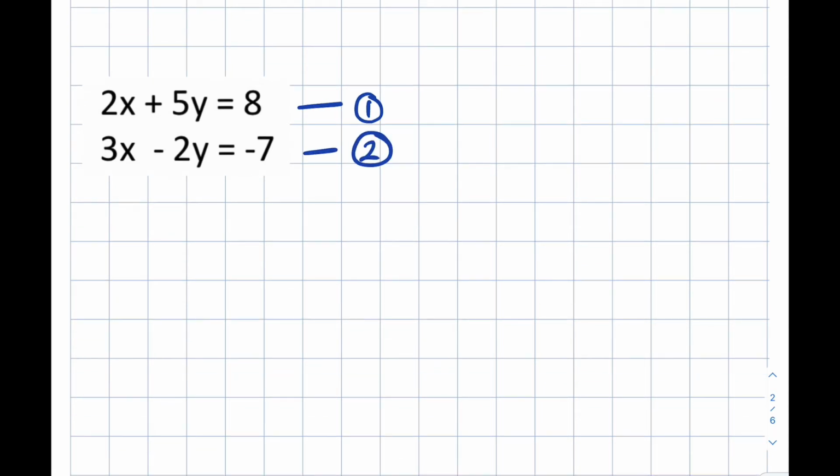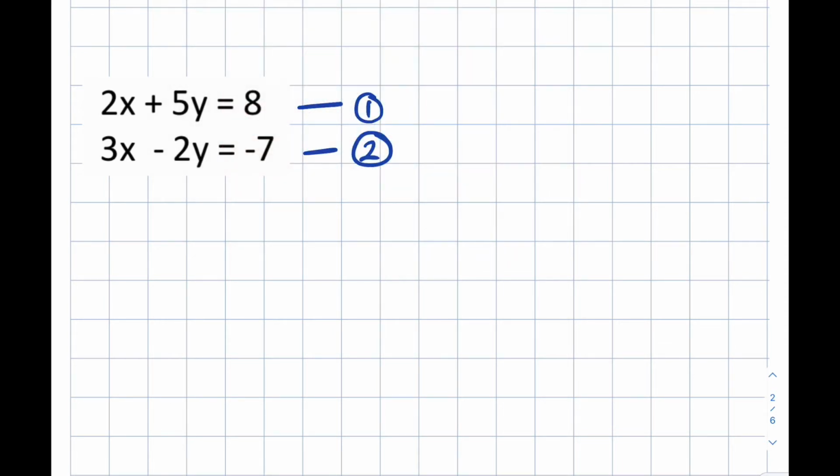The coefficients of x, I've got 2 here and I've got 3 here. They're clearly different. For the y's, I've got a positive 5 as a coefficient for the y and a negative 2 for the coefficient of y on the second equation. Now, if I manipulate one of these equations, it will still not match the second. So sometimes what you need to do is manipulate both of the equations.